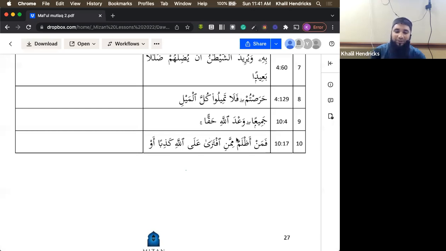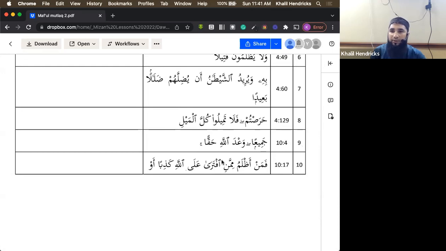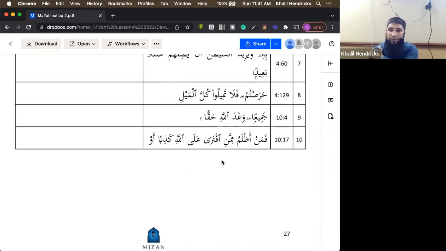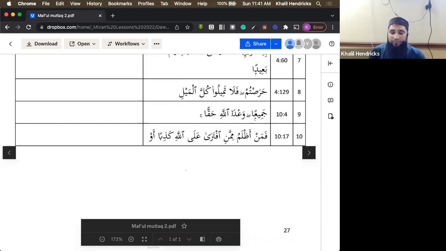So this is the thing. That's a sifa for dalala. فلا تميلوا كل الميل. Can you see the tamilu and al-mail? So you know there's something like that happening. You don't have to know exactly what's happening for now. It's something like that happening. Leave وعد الله حقا. فمن أظلم ممن افترى على الله كذبا.